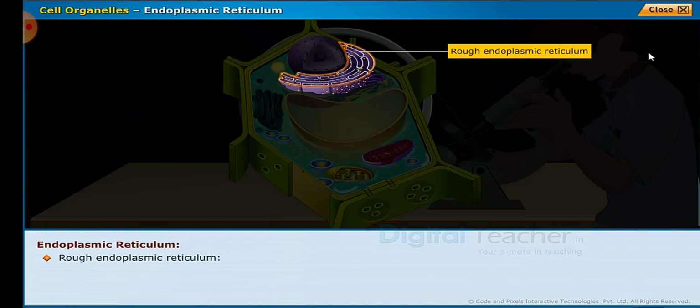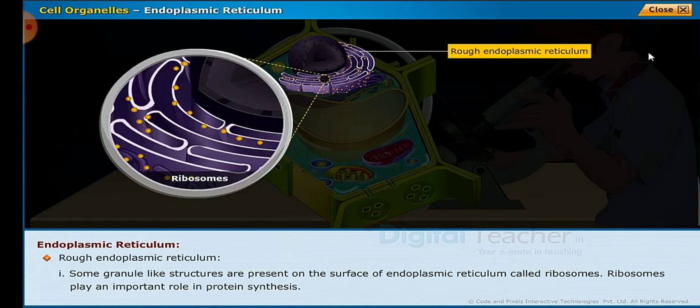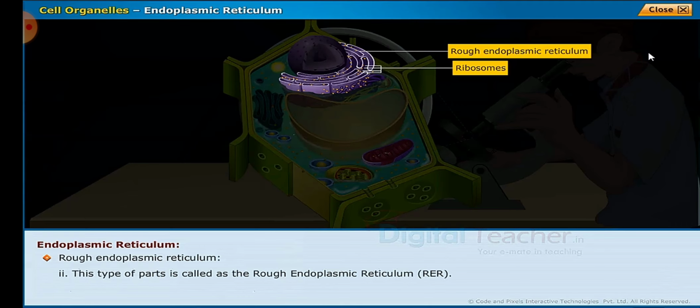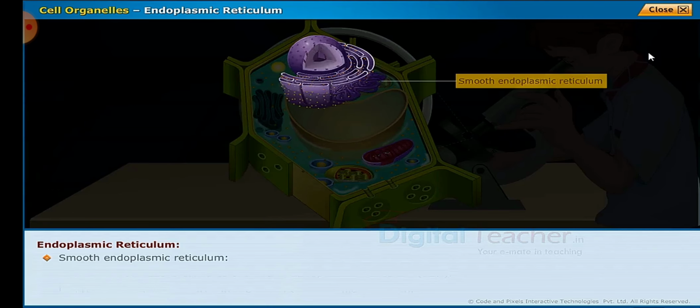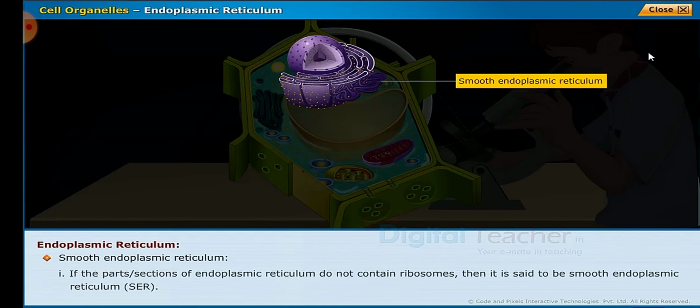Rough endoplasmic reticulum. Some granule-like structures called ribosomes are present on the surface of the endoplasmic reticulum. Ribosomes play an important role in protein synthesis. This type of ER is called the rough endoplasmic reticulum. Proteins are manufactured in the rough endoplasmic reticulum. Smooth endoplasmic reticulum. If the parts or sections of endoplasmic reticulum do not contain ribosomes, then it is said to be smooth endoplasmic reticulum, SER.